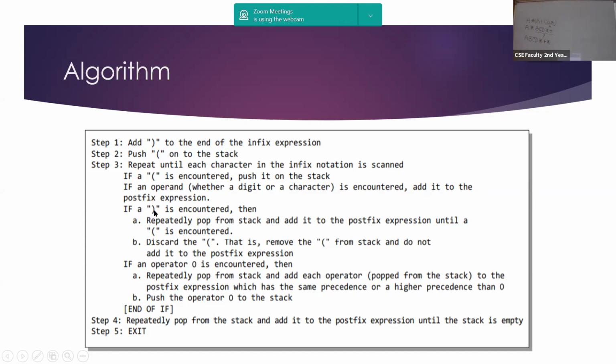Now, if a closing bracket is encountered, then repeatedly pop from the stack and add it to the postfix expression until an opening bracket is encountered. Like we got something like this, and then a closing bracket. So if you get a closing bracket, then repeatedly pop from the stack and add it to the postfix expression. That is what it is saying.